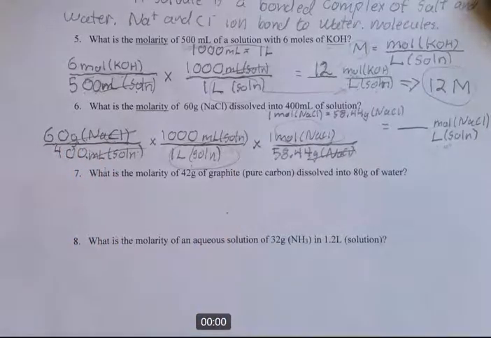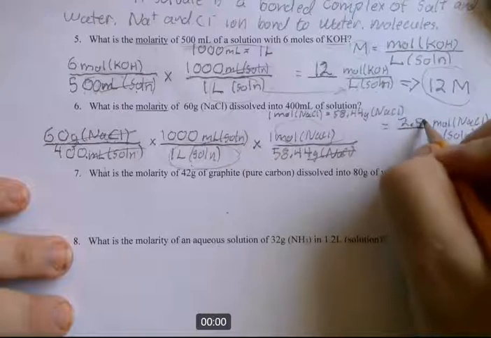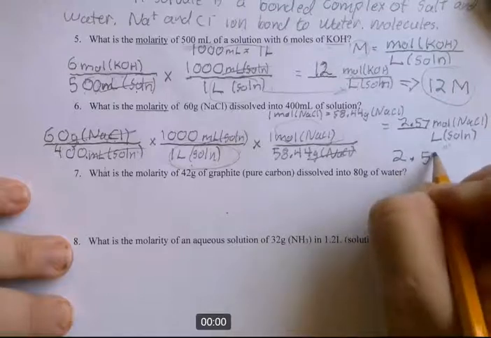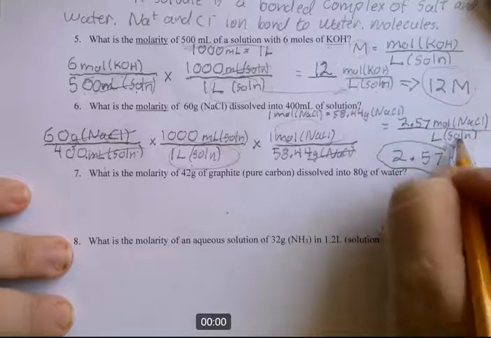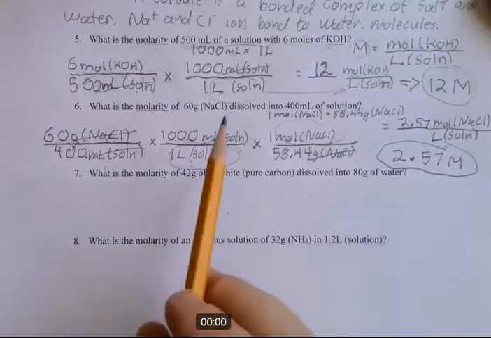So now we multiply 60 by 1,000 times 1 divided by 58.44 divided by 1 divided by 400. And we get 2.57. So the way to properly write the answer is 2.57 capital M for molar, which means moles of NaCl per liters of solution. Okay, that was a little tougher, just one more step though than the one above.